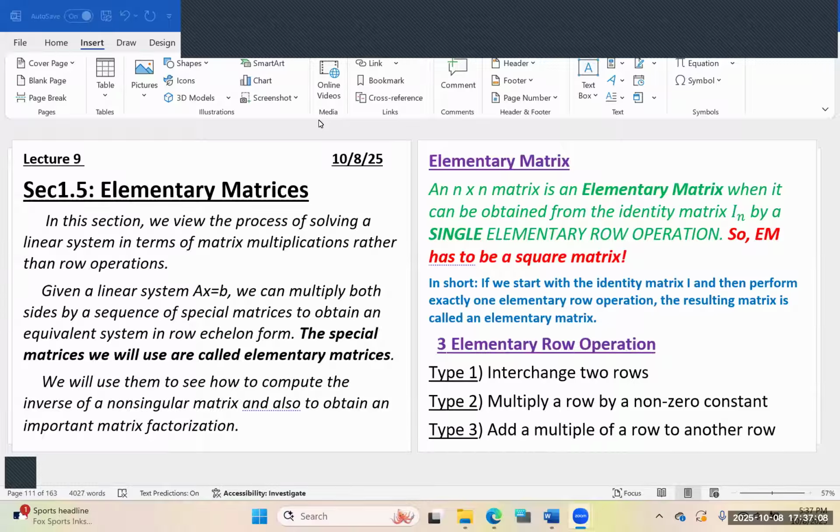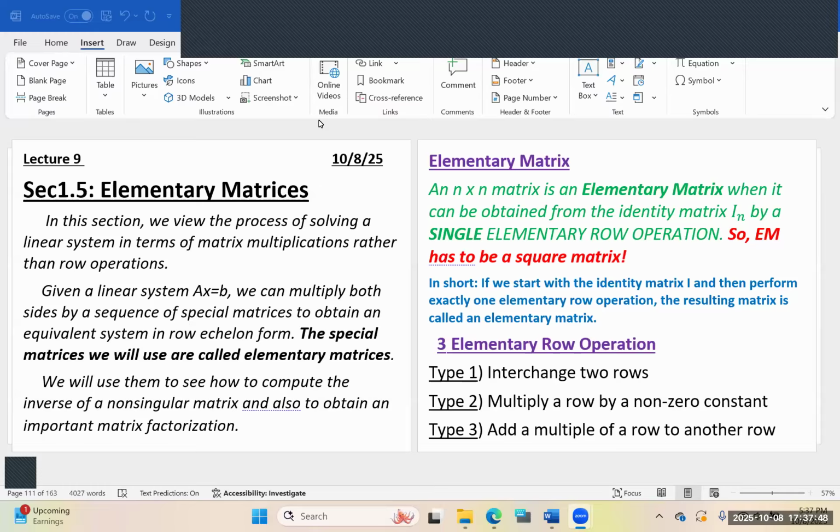So in short, if you start with an identity matrix and then perform exactly 1 elementary row operation, then the resulting matrix is the elementary matrix. So you can go from one way to another, like identity to elementary or elementary to identity. They are very closely related. And then what row operations are we talking about here? First of all, the row operations we're allowed to use in performing row echelon form. These are the 3 allowed operations.